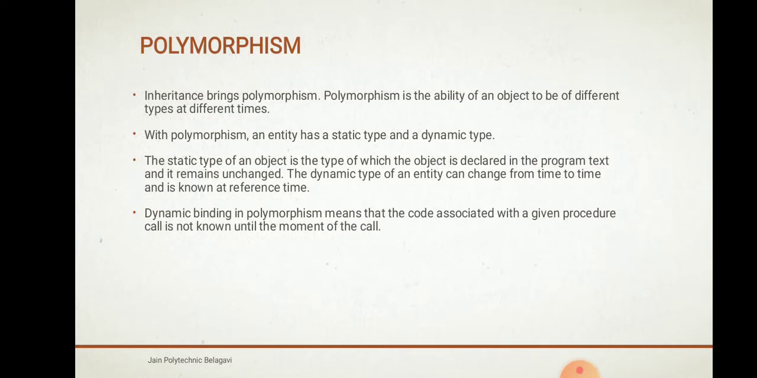Next, what is polymorphism? Inheritance brings polymorphism. It is the ability of an object to be of different types at different times. The entity has a static and a dynamic type. The static type is the type with which the object is declared in the program, and it remains unchanged, whereas the dynamic type can change from time to time. We have a term called dynamic binding, which means that the code associated with a given procedure call is not known until the moment of the call.